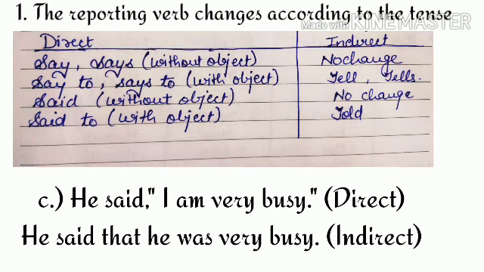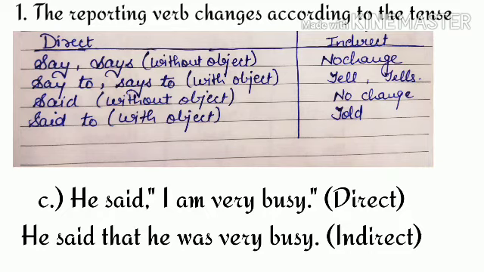So now, if the reporting verb is in past form without any object, that is, if said is written without any object, then the reporting verb remains unchanged. For example, he said, I am very busy. So, while changing it into indirect speech, the reporting verb said will remain unchanged. And so, we will write this in indirect form as, he said that he was very busy. As the reporting verb is in past tense, we will convert the reported speech also in past tense. He said that he was very busy.